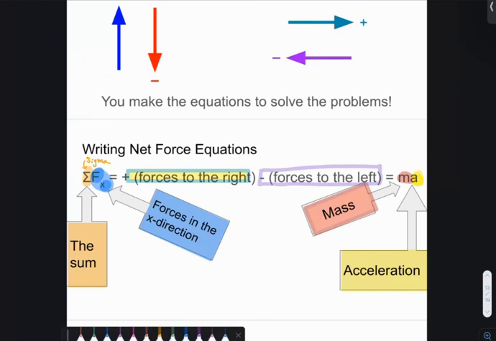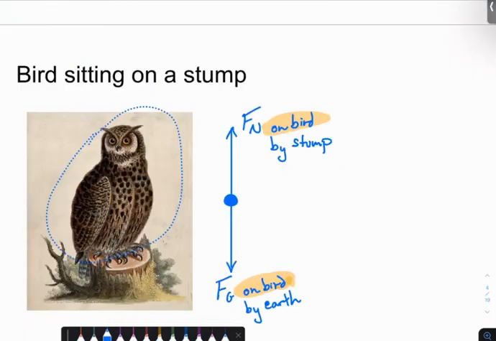So let's go ahead and take a look at some examples. We're going to take a look at a bird sitting on a stump. So we already said that there's a normal force acting up on my bird. And then we also have gravitational force on the bird by Earth. And so in the x direction, I'm going to add up the forces in the x direction. There's nothing in the x direction. So that's really easy. There's no forces in the x direction. So we're just going to say we add up all the forces in the x direction and there's nothing.